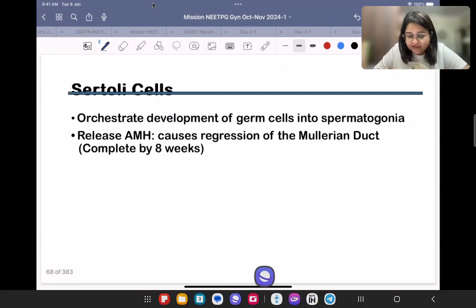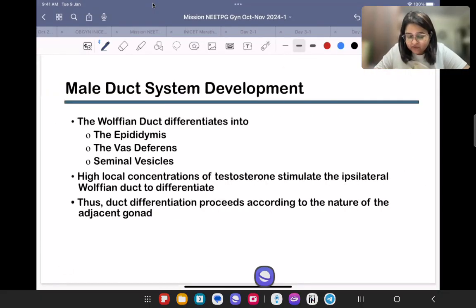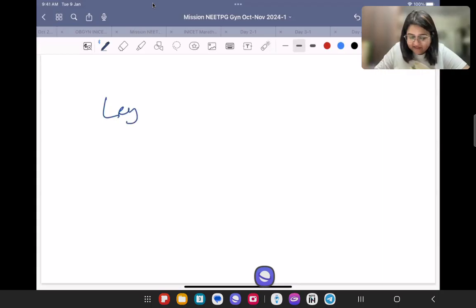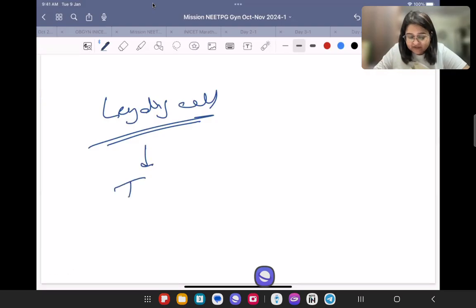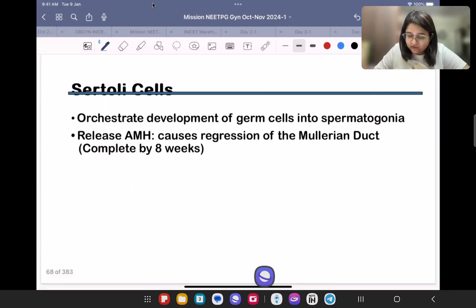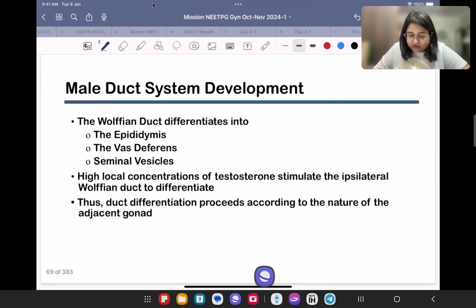Okay? Then what happens? I told you there are two cells. You have, I think, the Leydig cell slide is missing in this, don't know why. You have a Leydig cell and you have a Sertoli cell. Leydig cell is going to secrete testosterone. Sertoli cell is going to release AMH. And this causes regression of the Mullerian duct, which is by 8 weeks. Okay? So the Wolffian duct will differentiate into the epididymis, the vas, and the seminal vesicle.